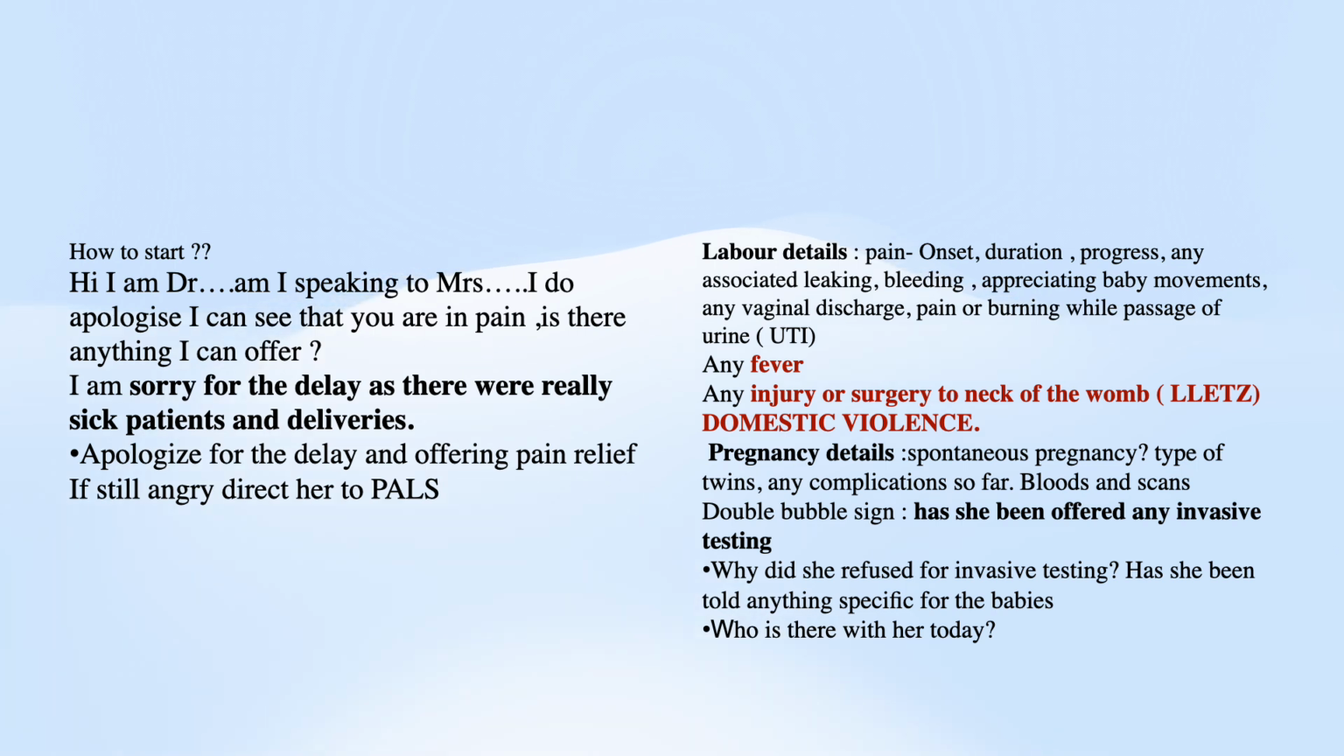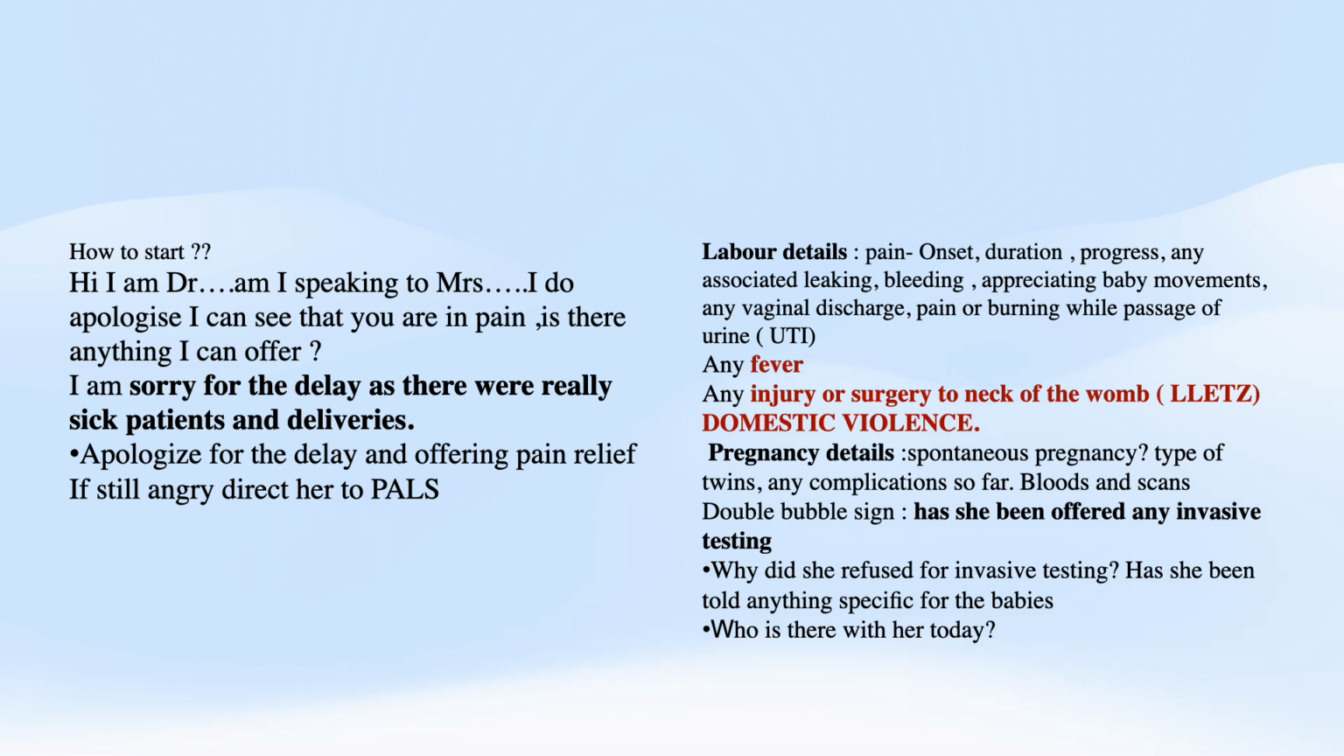Also try to inquire about domestic violence in a simple way. Some women find themselves in unhealthy family situations. Are you in any such situation? This is the simplest and gentlest way to bring up domestic violence. Now ask about the labor regarding the onset and progression, and the routine questions like is there any excess bleeding or leaking. Ask whether she is able to appreciate the baby's movements.